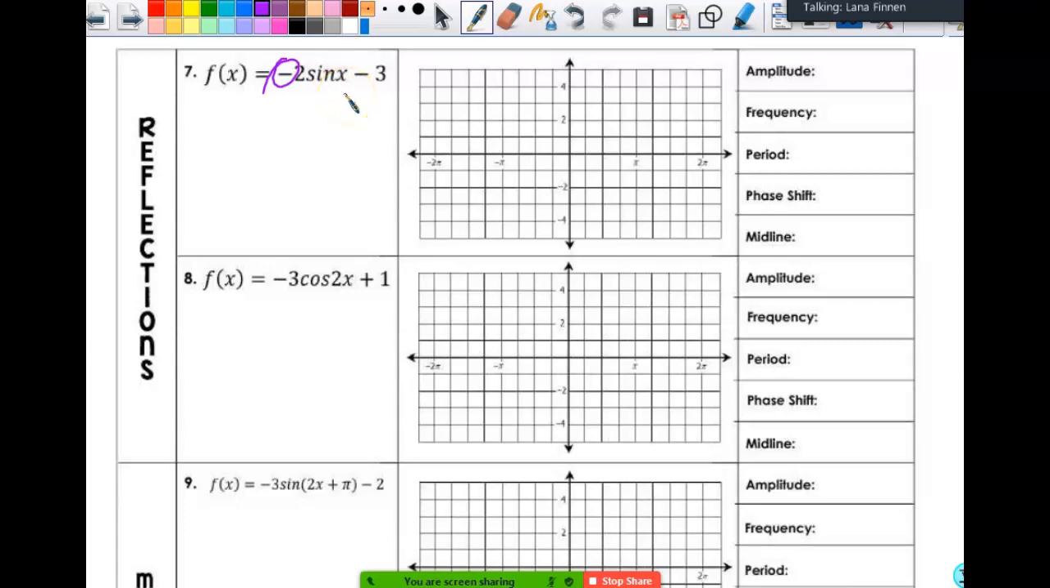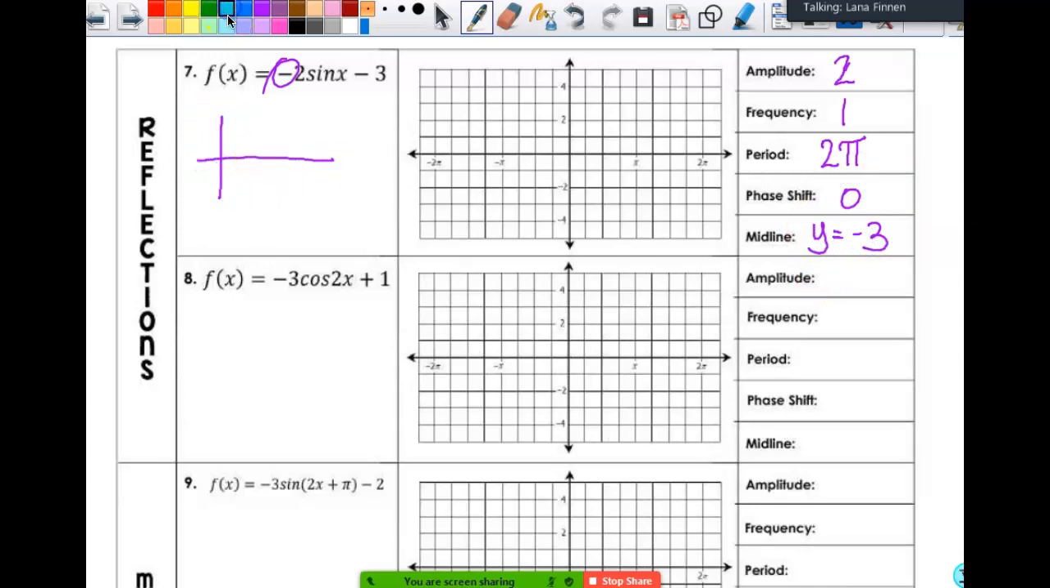On these 2 reflection ones, I didn't put in any phase shifts, so this is exactly what we've been doing, just plus a reflection. So our amplitude here, remember that's the absolute value of A, so this is just 2. Frequency, 1, so your period is 2 pi. There's not a phase shift, and your midline, y equals -3.